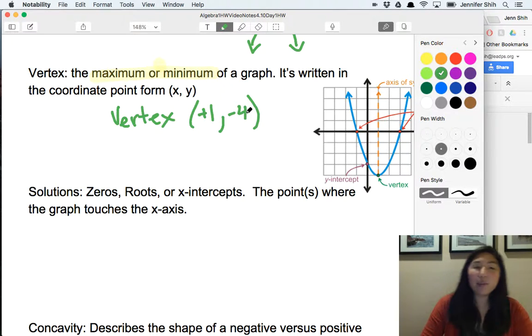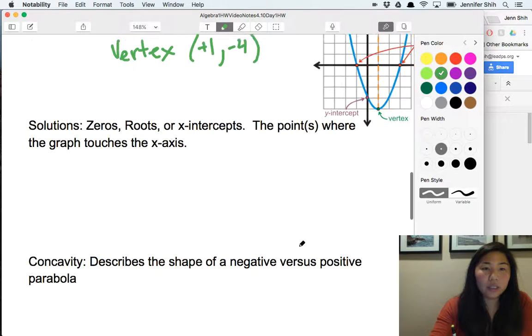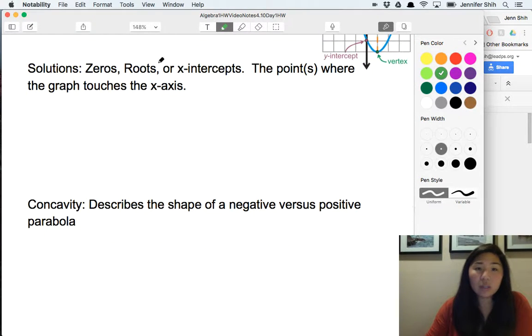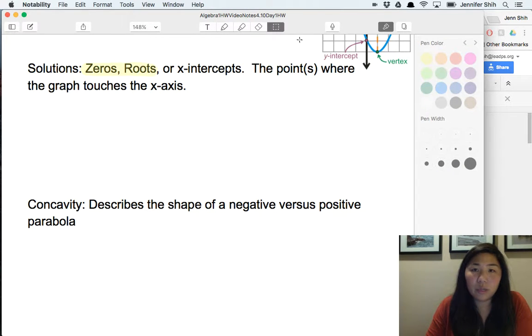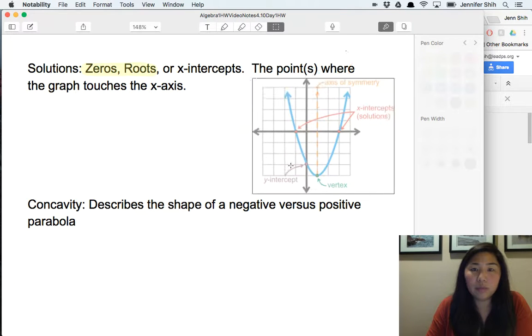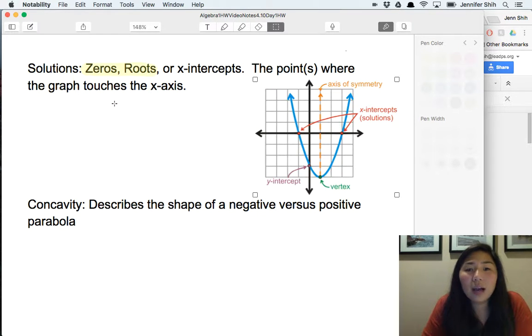Okay, now let's talk about solutions. So solutions are also known as roots, zeros, or x-intercepts. And I usually use these two the most, zeros and roots, but they're also x-intercepts as well. I use the words roots and zeros a lot, and I use them interchangeably, which means I mean the same thing. I actually mean solutions, but I use the words zeros and roots. So you're going to hear me say, find the roots or find the zeros. And what I mean is find the solutions.